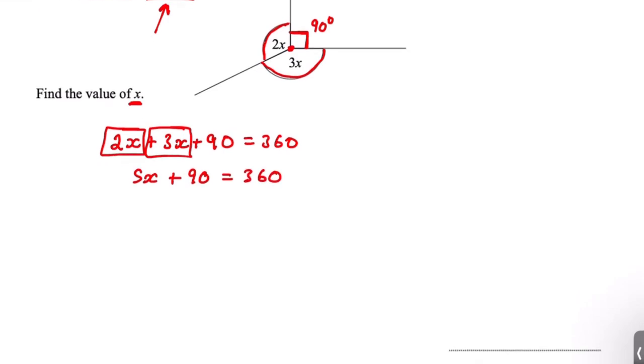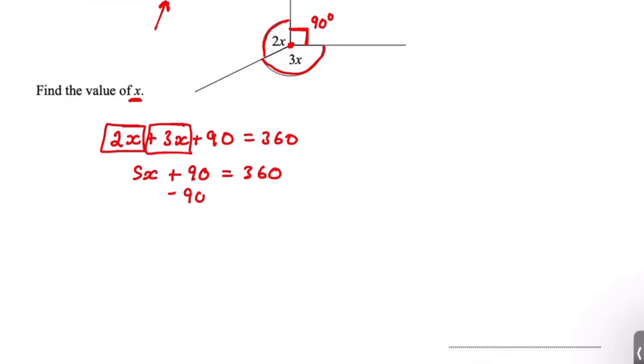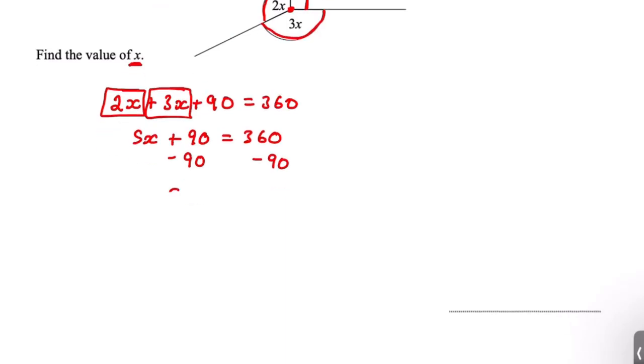Let's get the numbers on the other side. So we're going to subtract 90 from this side, and whatever we do to one side, we must do the same to the other side. We're going to subtract 90 from this side as well. So 360 subtract 90 is going to get you 270. We have 5x left on this side, and that's equal to 270.